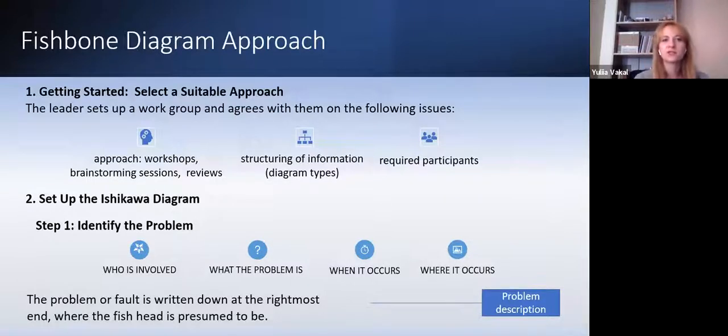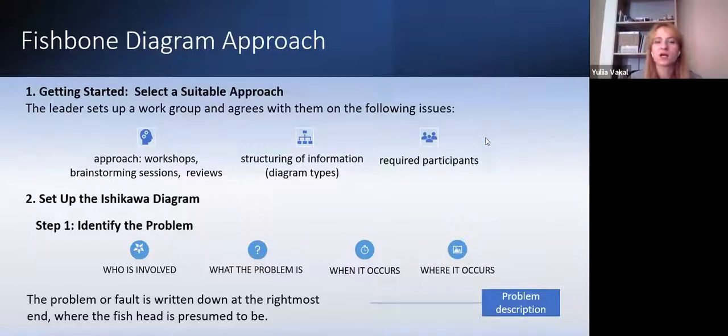So let's go quickly through the process. Again, as we mentioned, we need to have a working group. Because it's a very formal technique, in this case it's better to have this working group, right? We could use the form of workshops, brainstorming sessions, or reviews. It's not necessary to have a brainstorming session. It could have different approaches.